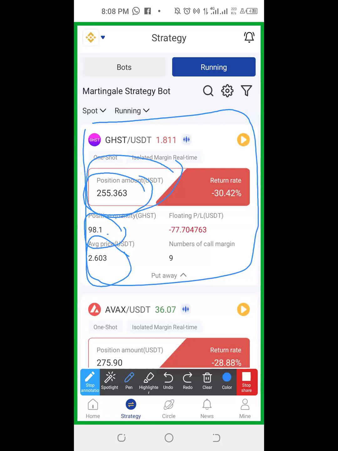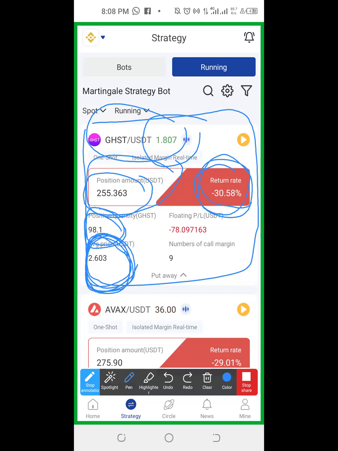Let me just use this simple way to explain this. Let's say this is the initial price, but this is not the actual initial price. Let's say this is the initial price the bot started buying. But now this is the current price. So the return rate you are seeing here, the bot is showing the reflection of the depreciation of this coin, on the total quantity of coin that has been bought so far. This is the meaning of this, that this coin has gone down by minus 30.65%.